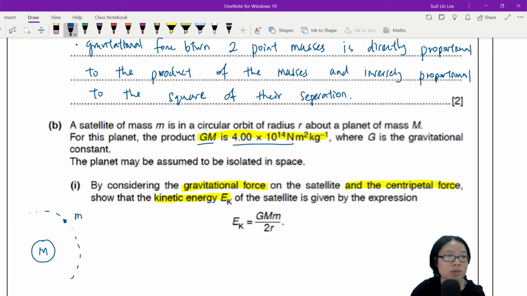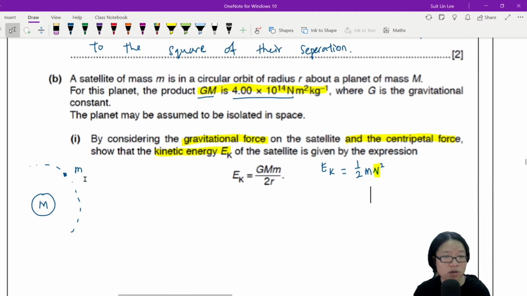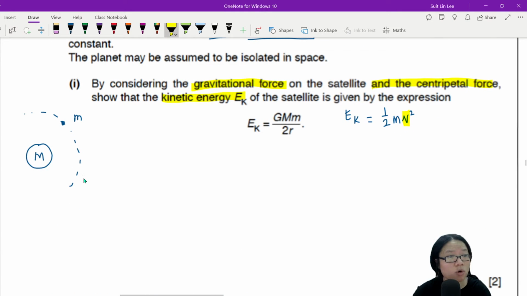First things first, if I want to find kinetic energy, kinetic energy is equal to half mv squared. For me to come up with this equation, there's no v in the expression, so I have to get rid of this v. But how do we find an expression for v? Well, we need to zoom in a bit and look at the orbit. This satellite is traveling at this tangential velocity v, and it is still moving in a circular orbit.